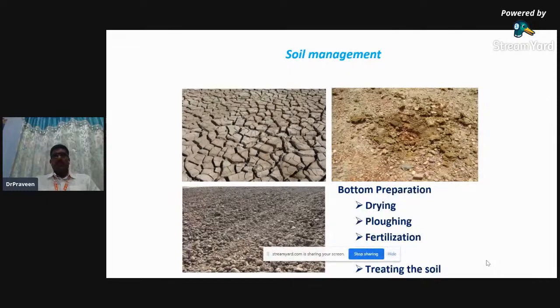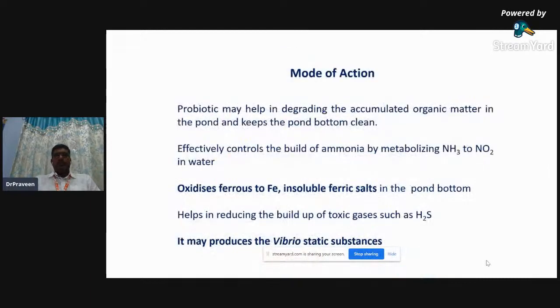To avoid the challenges that will happen in the later stage, we have to initially go through soil treatment. After drying, plowing, fertilizing, and liming, finally we have to treat with a probiotic which is suitable for that soil. These probiotics help in degrading the accumulated organic matter. This is our target in the pond, and that keeps the pond bottom clean.